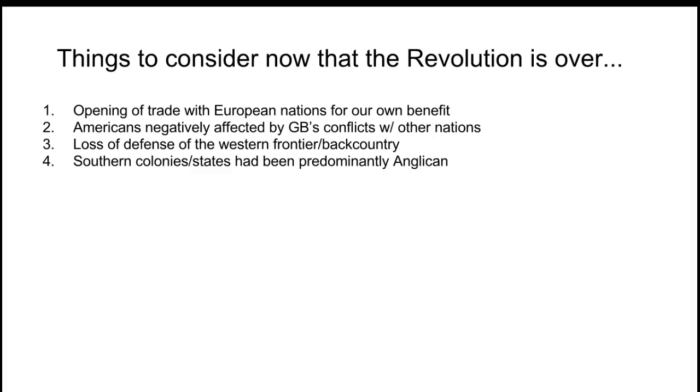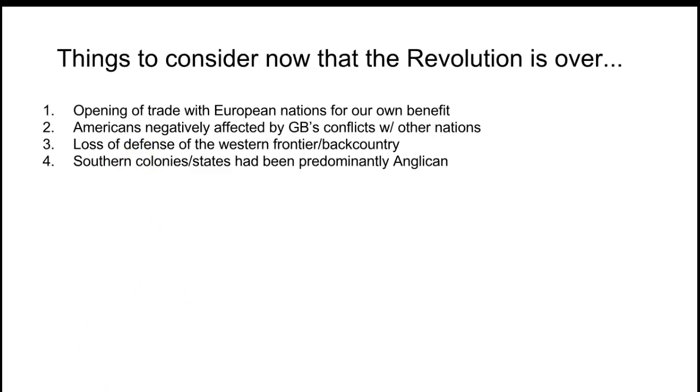They did lose the defense of the western frontier in the backcountry. The backcountry is anything that's more than 50 miles off the Atlantic seaboard. So that encompasses most of the colonies, if you only count the 50 miles as being settled, everything else is frontier. So you have a very small strip of settled land, so to speak.